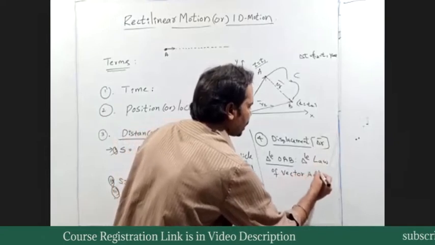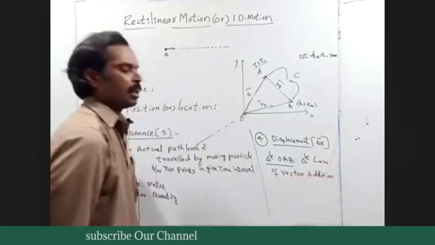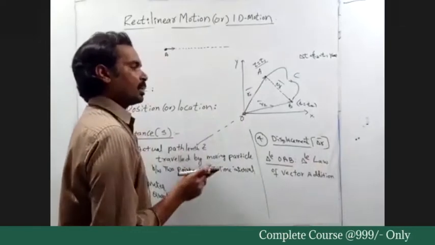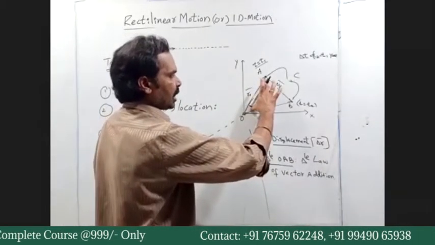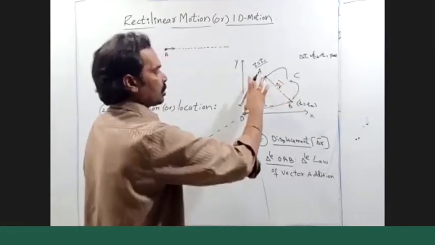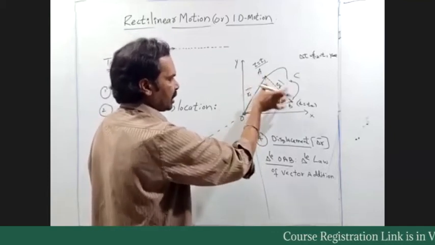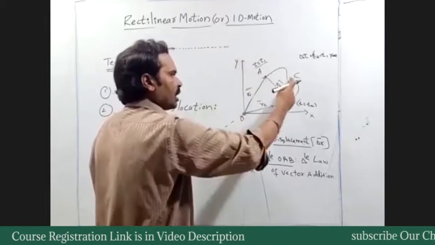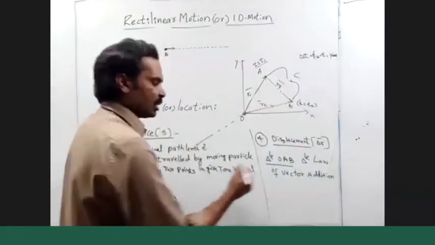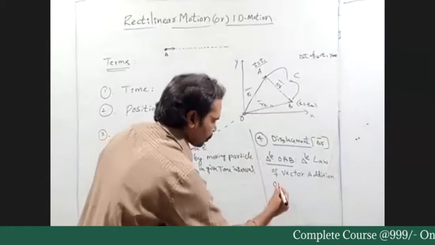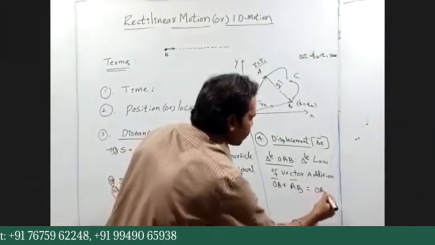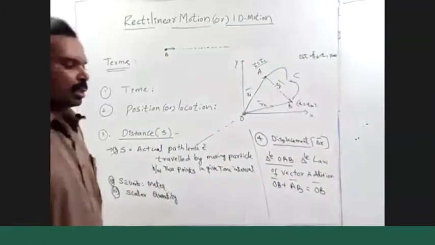What is the triangle law of vector addition? According to it, two vectors are represented as two sides of a triangle. Here this side indicates vector r1 bar and this side indicates vector delta r bar. Two vectors represented by two sides of a triangle in this order, then the third side in reverse order indicates the resultant of these two. So I can write OA bar plus AB bar is equal to OB bar.